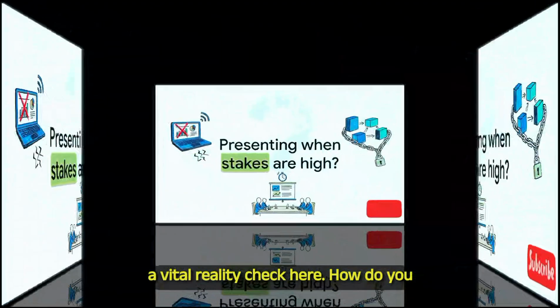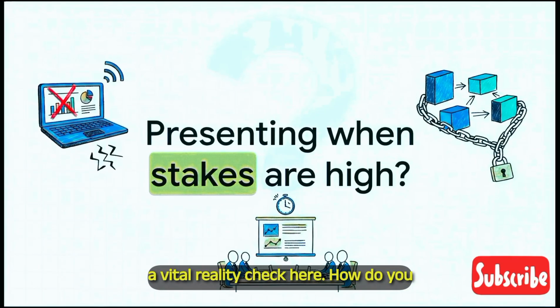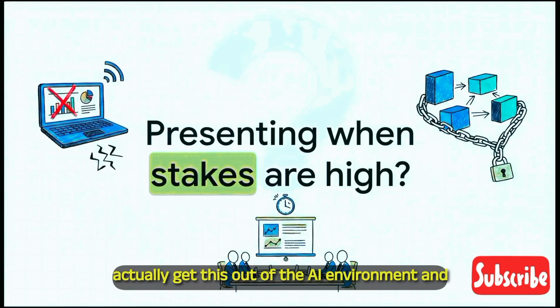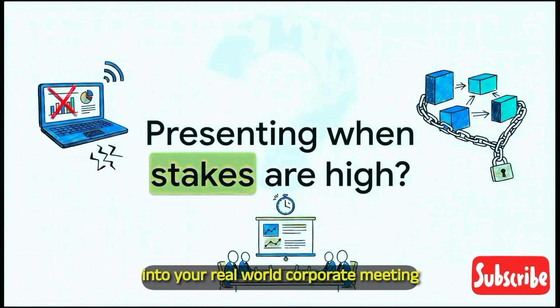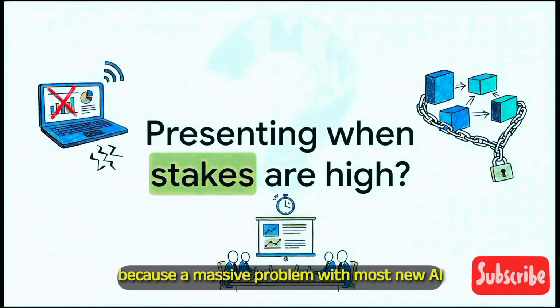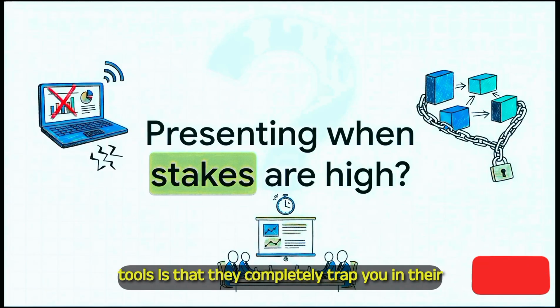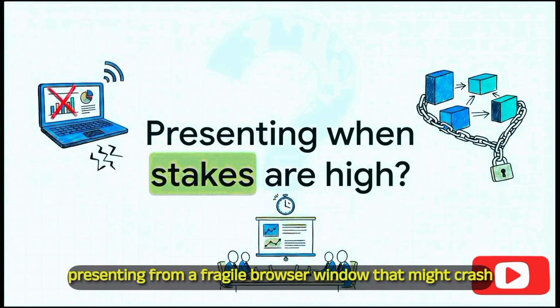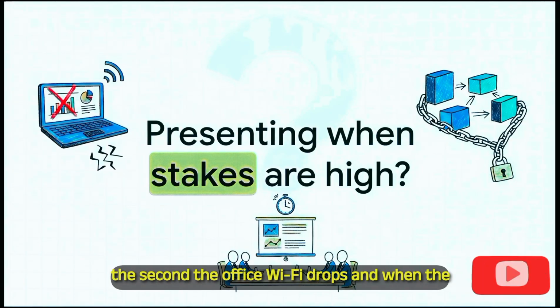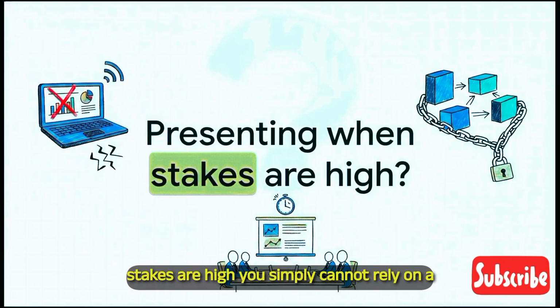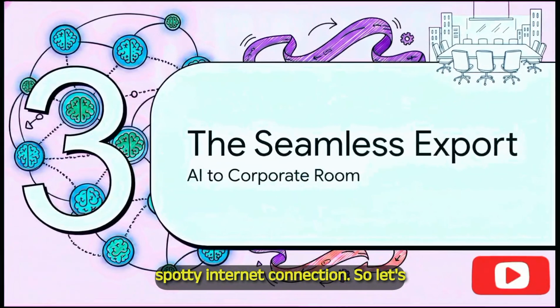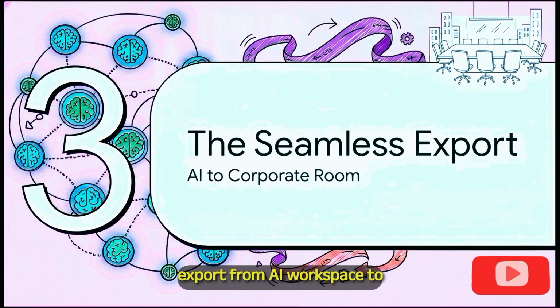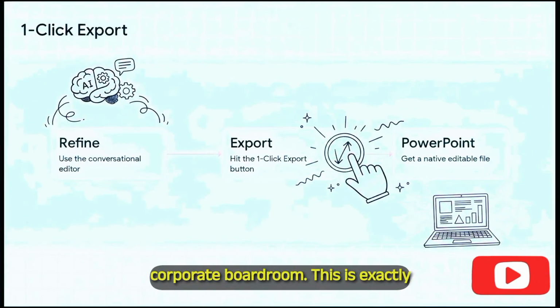But okay, we need a vital reality check here. How do you actually get this out of the AI environment and into your real-world corporate meeting? Because a massive problem with most new AI tools is that they completely trap you in their proprietary ecosystem. They want you presenting from a fragile browser window that might crash the second the office Wi-Fi drops. And when the stakes are high, you simply cannot rely on a spotty internet connection. So let's look at Section 3, the seamless export from AI Workspace to corporate Boardroom.